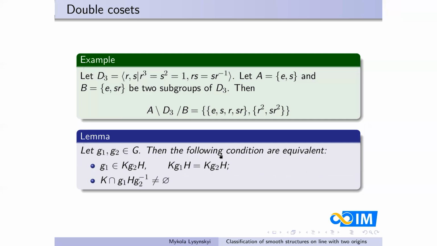Here we can see examples of such a partition for the dihedral group, and here is a small lemma for double cosets, which will be used in the main theorem.